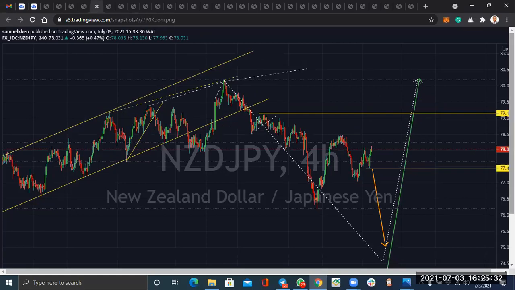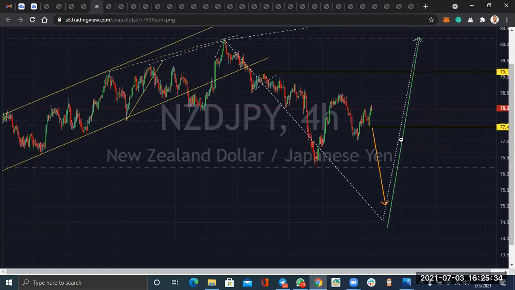New Zealand JPY. Okay, this is what I would like to trade. I would like to sell it. If this doesn't move, if this comes back close below this place, I will sell.